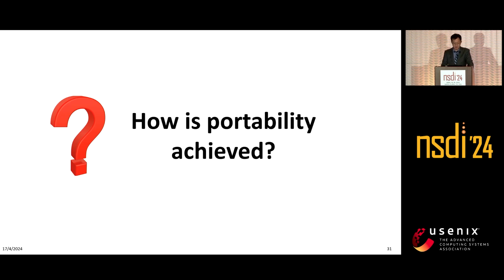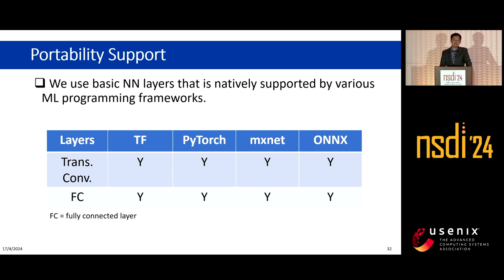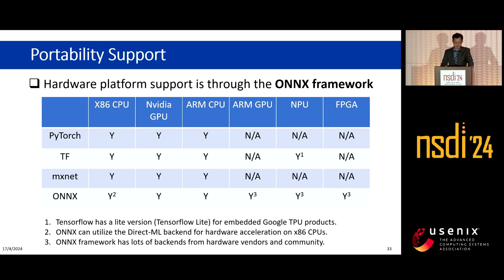And the next question, how do we deal with the portability? We separate it into two parts. In the software part, because we are using some very basic neural network models, such as a transposed convolutional layer and a fully connected layer, they are widely supported by all popular machine learning frameworks. And the support of the hardware is achieved through ONNX. The ONNX framework is very popular for the portability of neural networks among different hardware platforms. In the table, you can see the support of ONNX on multiple hardware platforms.